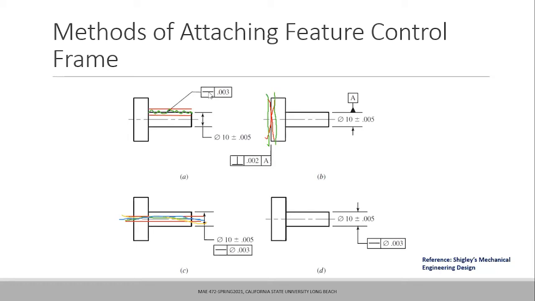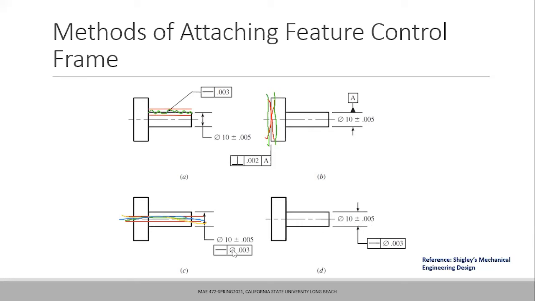So here the feature control frame is attached to the line itself. So basically it controls the tolerance of the straight line or straight edge here. But if the datum or the feature control frame is attached with the dimensions, that means the datum is representing the center axis and the feature control frame is also applicable to the center axis.